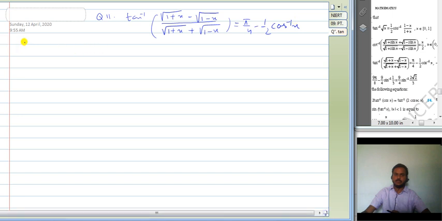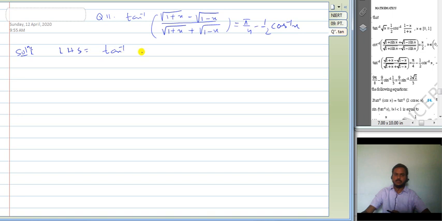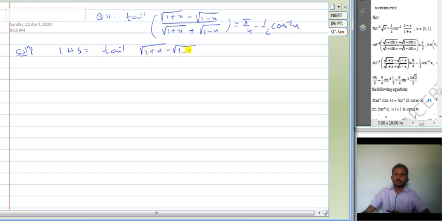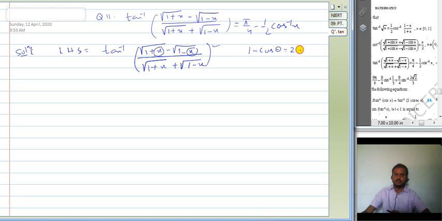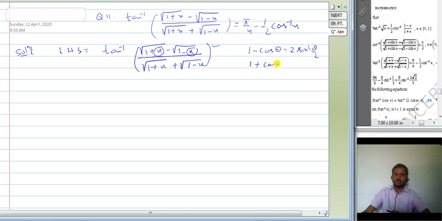Now let me prove this one. I'll start from LHS. This is tan inverse of (under root 1 plus x minus under root 1 minus x) divided by (under root 1 plus x plus under root 1 minus x). So I will do it by suitable substitution. Now for substitution I have to choose a value of x for which 1 plus x will give me some result, as well as 1 minus x should also give me some result. So I know a formula, 1 minus cos theta is equal to 2 sin square theta by 2. Also I know 1 plus cos theta is equal to 2 cos square theta by 2. So if I take here x equals cos theta, then 1 minus cos theta will give me one result, 1 plus cos theta also will give me some result. So in the beginning I will let x equals cos theta. This is a very important point for this question.